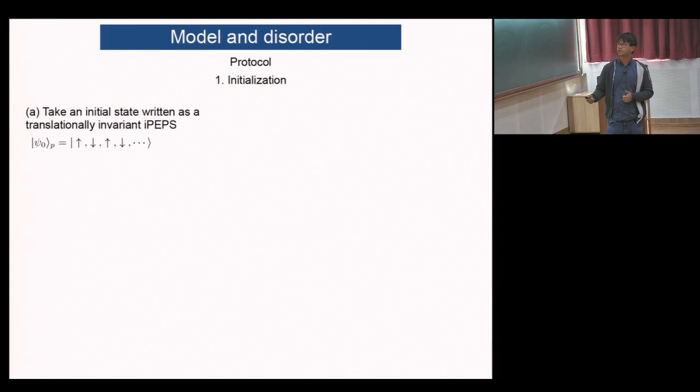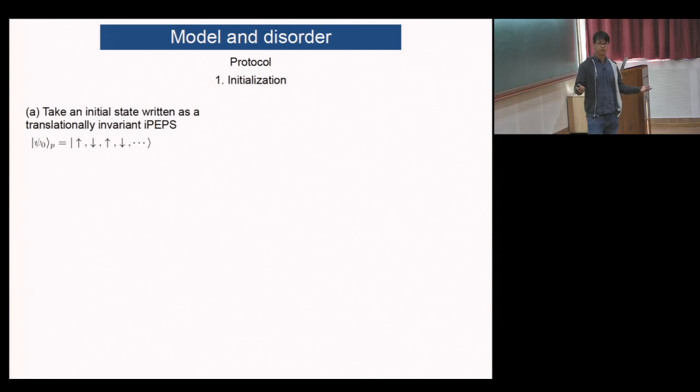How do I initialize my states? First of all, I take an initial state that I can write as a translationally invariant iPEPS. My iPEPS is always going to be translationally invariant because I have a thermodynamic limit that extends everywhere. For example, you can take the Néel state, where all the neighboring spins are pointing in opposite directions. Now you can see that this is a product state, right?